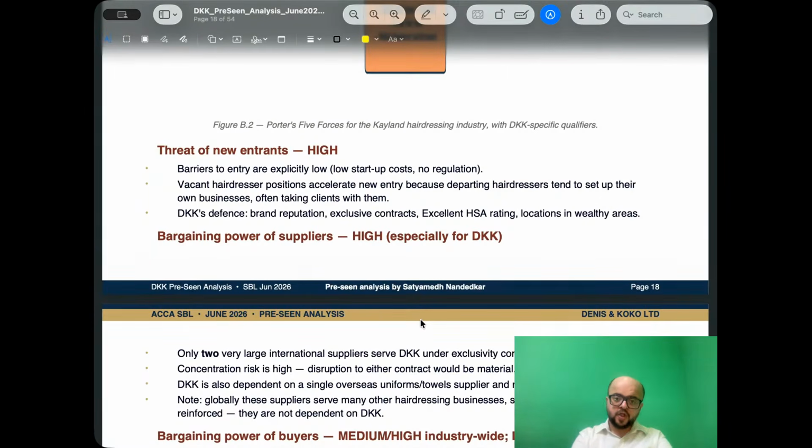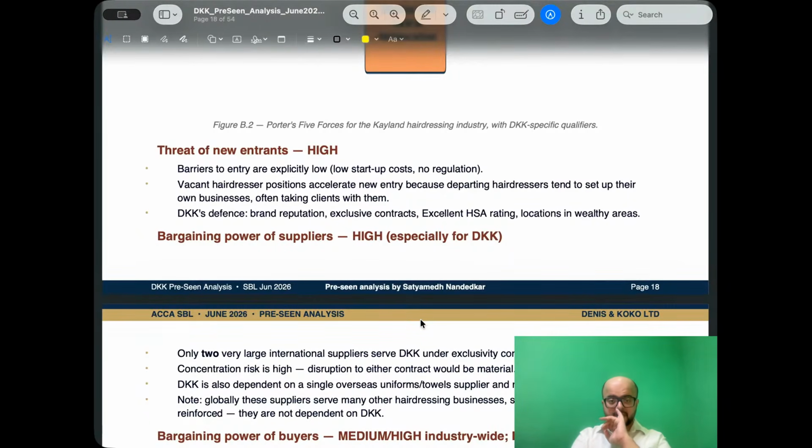Vacant hairdresser positions accelerate new entry because departing hairdressers tend to set up their own businesses, often taking clients with them. They mention that because of loyalty, it is quite possible that when a hairdresser leaves, he takes away his set of regular loyal clients, and they don't go to the old hairdresser anymore. They go to this one, and the salon business gets impacted because of that.